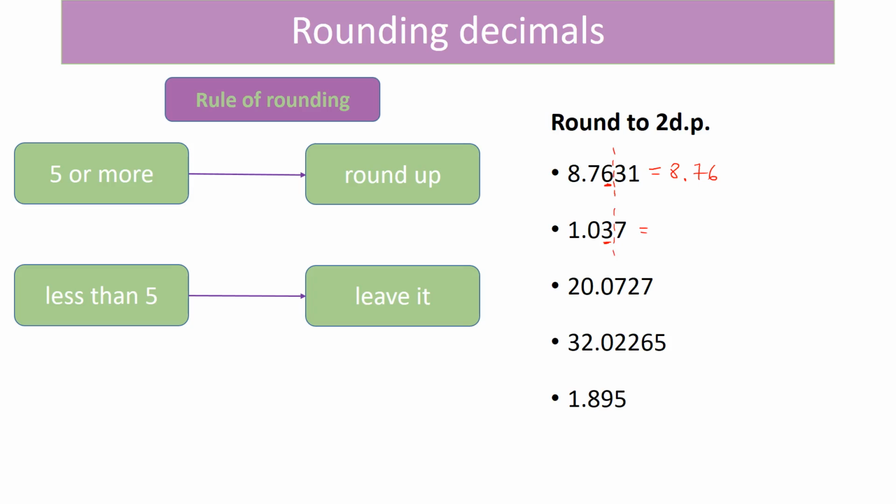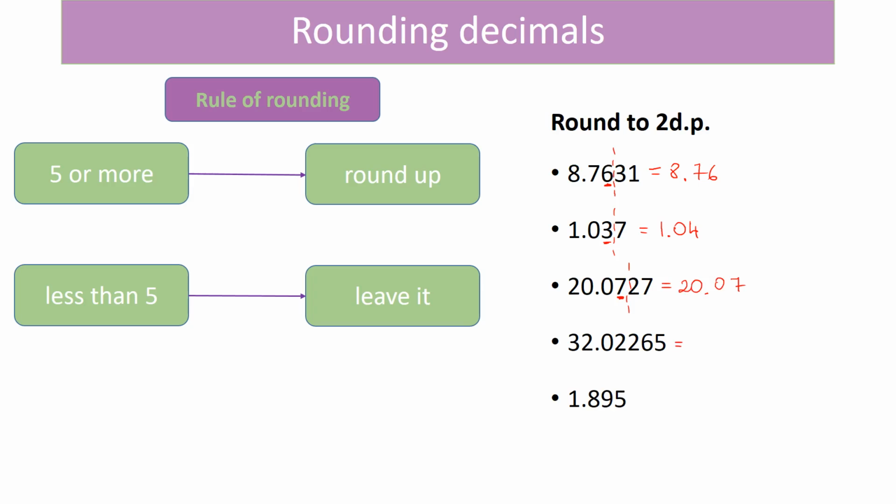The next one, 3 is the second decimal place. I need to look at 7 to decide if I need to round up or not. Now, because 7 is more than 5, I need to round up. Remember that you round up the digit in the second decimal place, and that is 3, so that needs to become 4. Now, 7 is the second decimal place, so I need to look at 2. Now, because it's less than 5, I need to leave the number as it is, so that is 20.07.